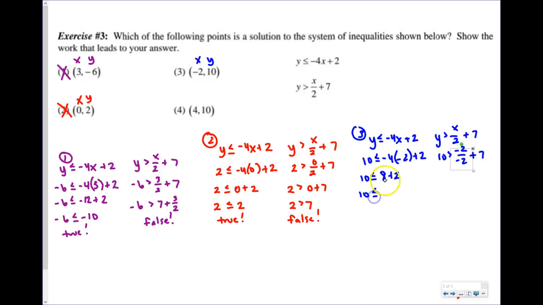So I'm simplifying this. I end up getting 10 less than or equal to 10. That is true. And on the other one, I get 10 is greater than 1 plus 7, and that is also true, so it looks like I've found my answer in number 3. Okay? I'm going to assume number 4 doesn't work, but if you want to check, please feel free.